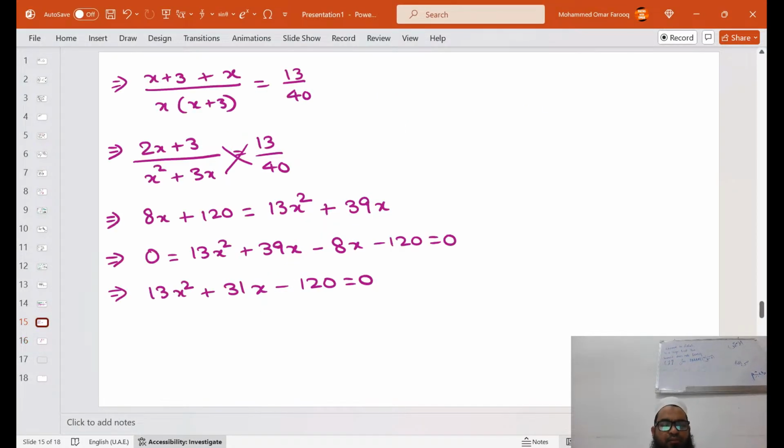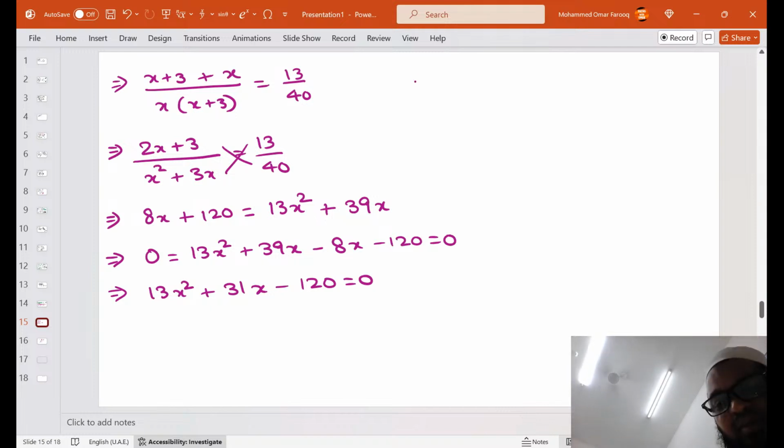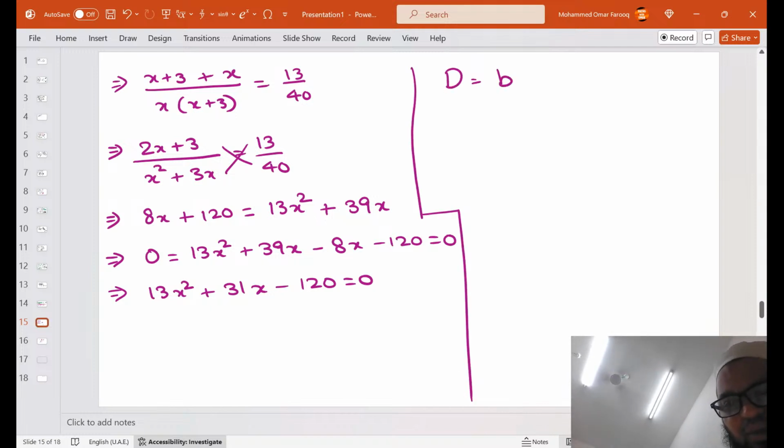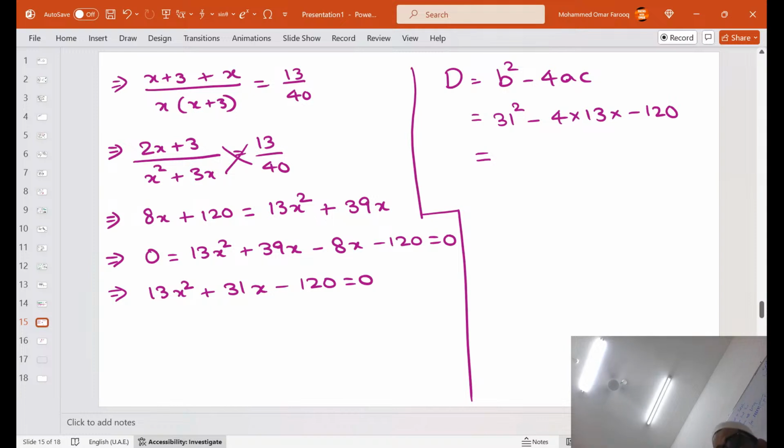Yes, you are right. So now let us do b square minus 4ac. So what is discriminant? Discriminant is equal to b square minus 4ac. So that is equal to 31 square minus 4 into 13 into minus 120. So what is 31 square?